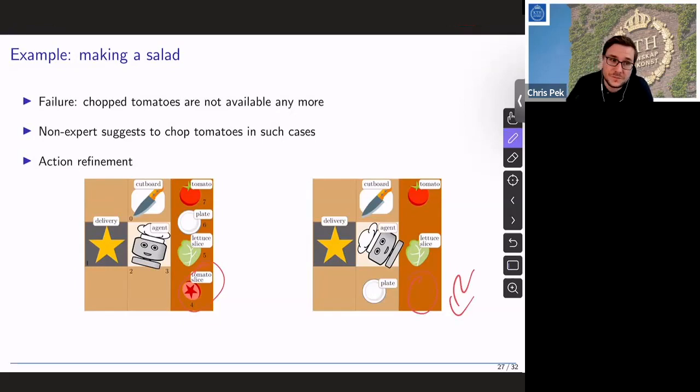What can I do? The non-expert in this case can suggest that if there are no tomato slices, first fetch a tomato and then chop the tomato. And then you have new tomato slices. So basically equipping the robot with an alternative action sequence to correct the failure and learn new knowledge in this case. For that kind of task, we would create an action refinement shield.